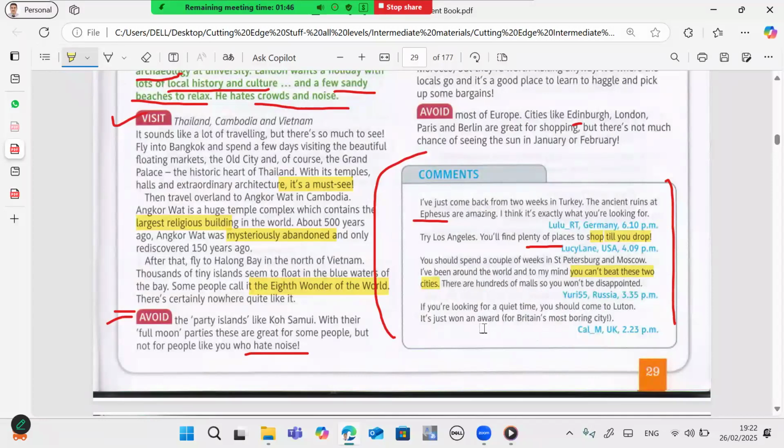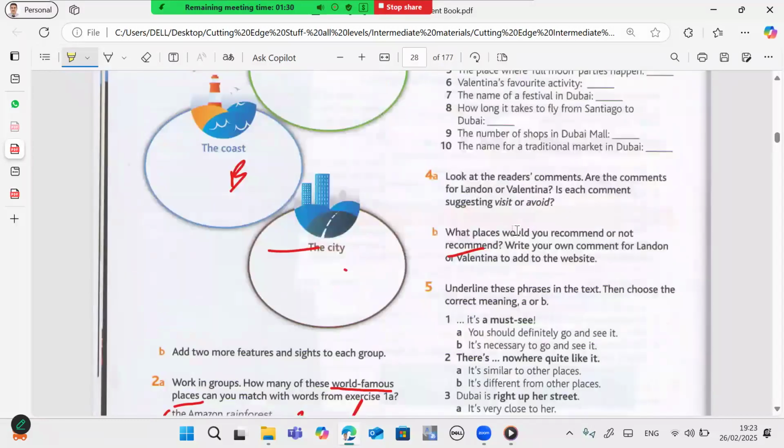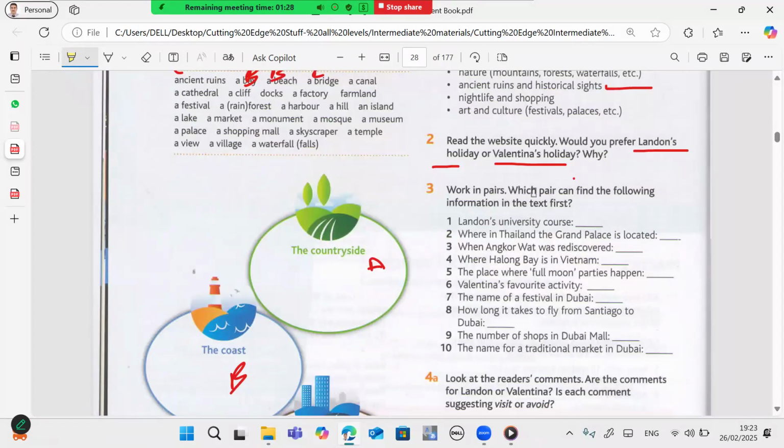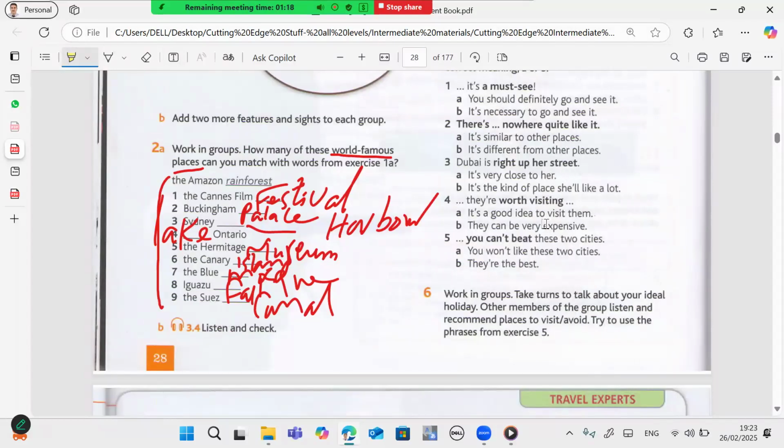طيب واحد تاني بيقول: if you are looking for a quiet time you should come to Luton. It's just won an award for Britain's most boring city. Okay, so please this is your homework. Please answer these questions here. But what we need to focus on now is the key phrases. Underline these phrases. We already did.